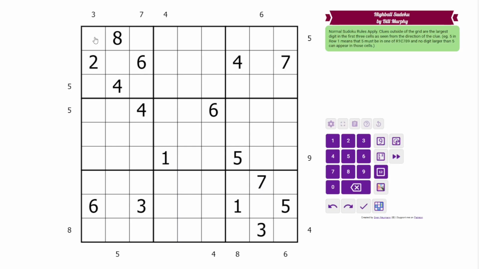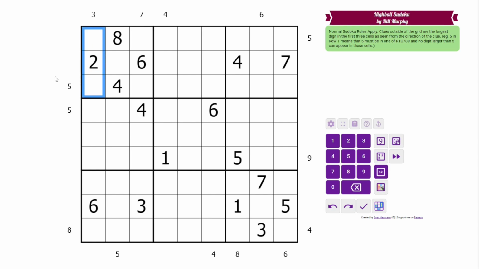This one is a little unusual. We have normal Sudoku rules, 1 to 9 in each row, column, and 3 by 3 box. Additionally, we have some clues outside the grid, which tell us the largest digit in the first 3 cells away from the clue. So the 7 is telling us that the largest digit in these cells is 7. This 4 is telling us that the largest digit in these cells is 4. It's the cells closest to the clue. Those are the rules. We're going to start with the smallest clues first.